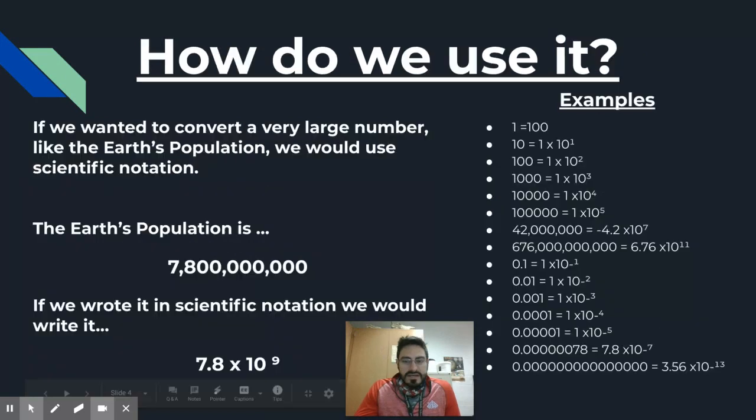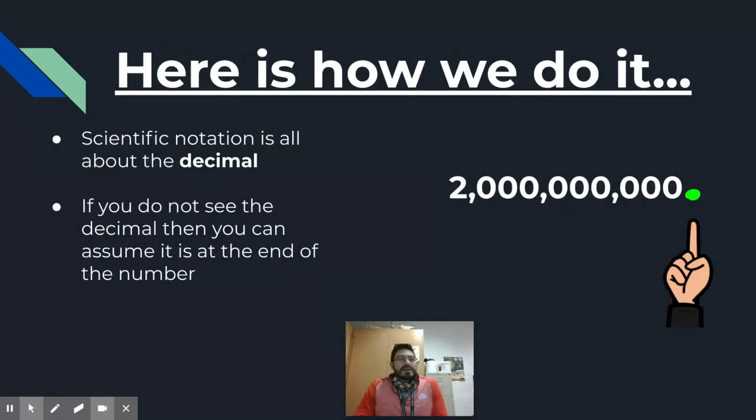All right, so scientific notation is all about the decimal. And I hope you know by now that if you don't see a decimal, it's just a whole number, it's implied that the decimal is right after the last number. So right now, this 2 billion number, 2,000,000,000, would have a decimal right behind the last 0. So you got to find the decimal first. It all forms around that first step of finding the decimal.